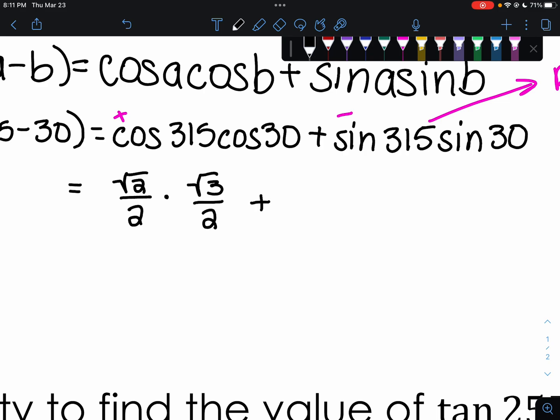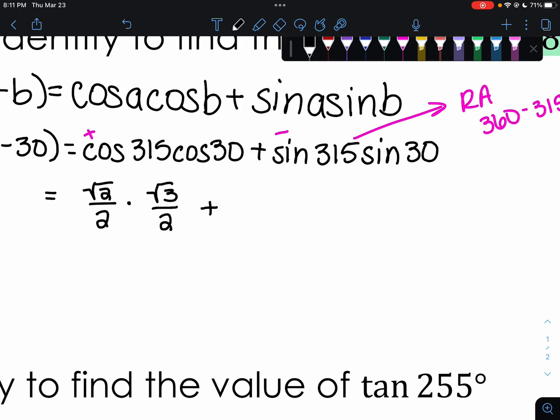Then I move on to the sines. So sine of 315 is similar to sine of 45 degrees. So I put my middle finger down. Sine of 45 degrees is rad 2 over 2. And this one is going to be negative because it is in the fourth quadrant.